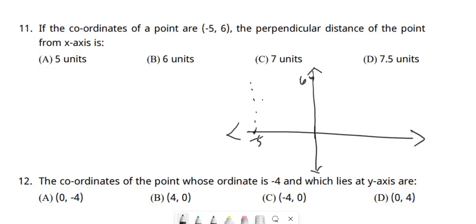So the distance will be like this. The perpendicular distance of the point from x-axis is, you know that from here to here the distance is 6 and from here to here the distance is 5. So the answer is perpendicular distance from x-axis is 6. So this will be the answer.